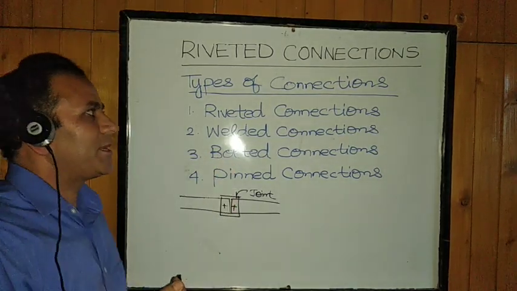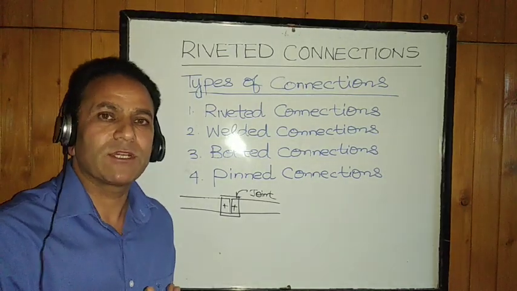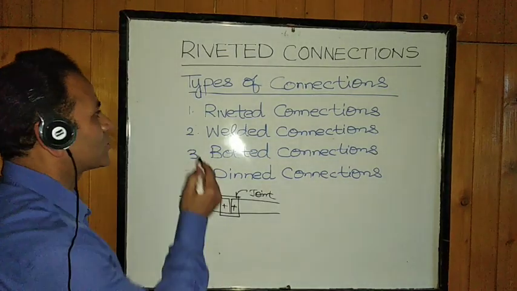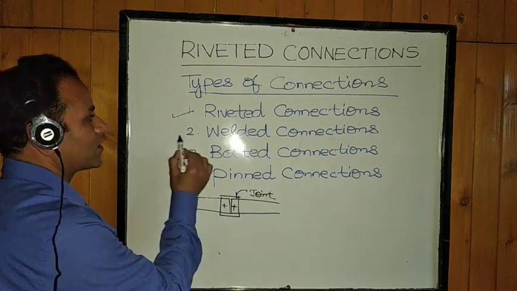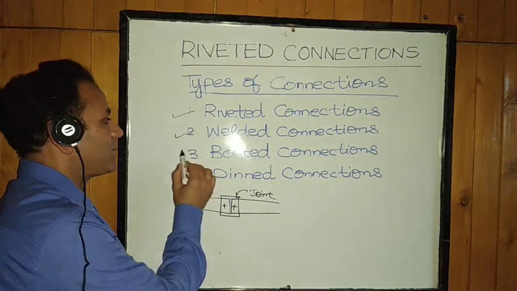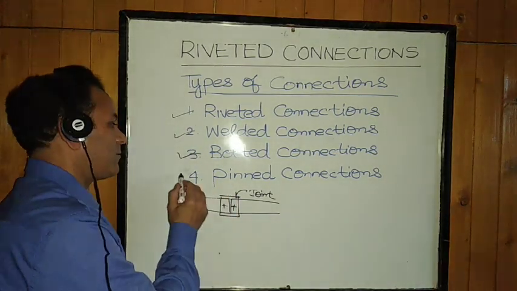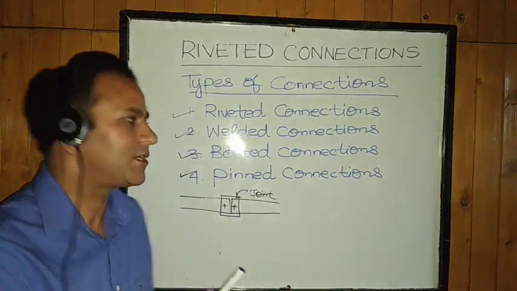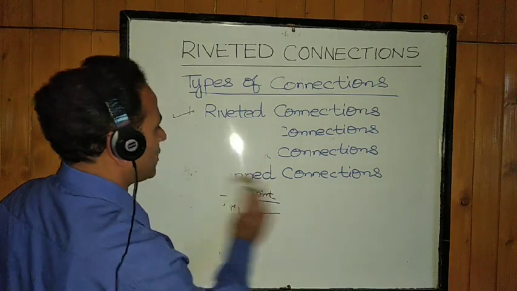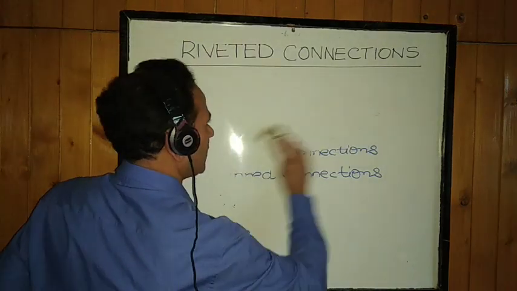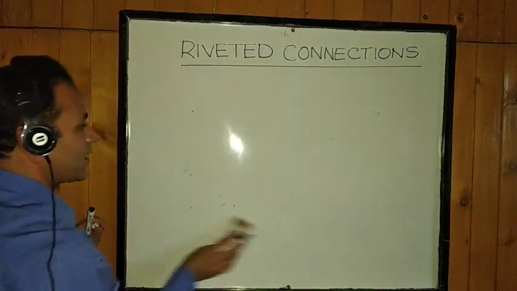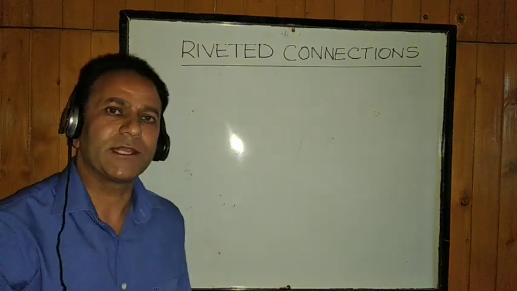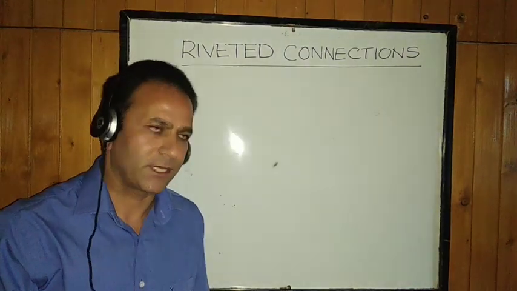If we come to the type of connections, there are various possibilities how we connect the members together. One may be a riveted connection, it may be a welded connection, it may be a bolted connection, or it may be a pinned connection. In this video, we will elaborate on riveted connections only, its analysis and how we ultimately get the strength out of a riveted connection.